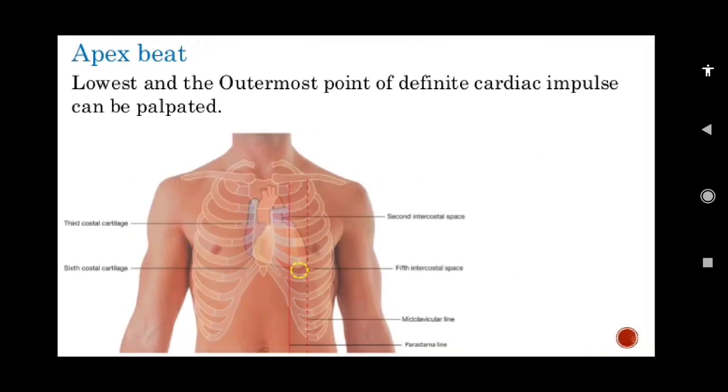And then apex beat position, it is the apex beat is defined as the lowest and outermost point of the definite cardiac impulse that can be palpated. But in inspection, we are not going to palpate it, just we are observing the precordial area. So in thin people, we can easily see the pulsations over the left side of the precordium.